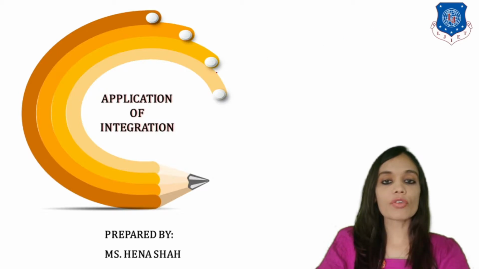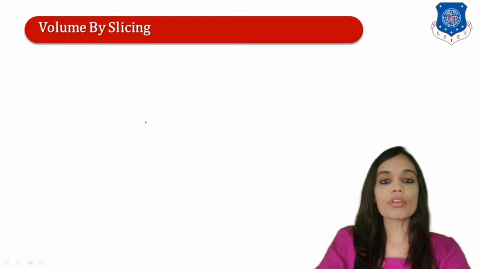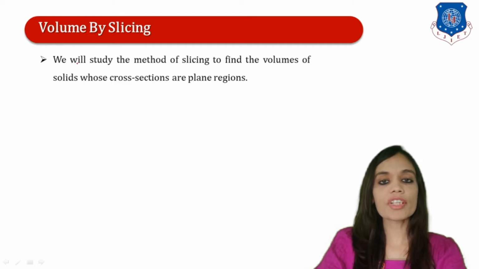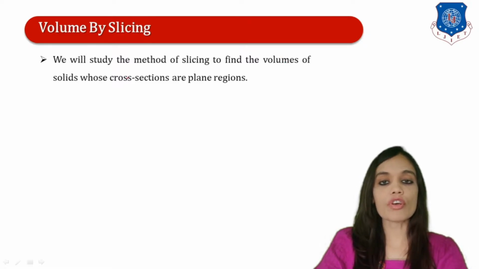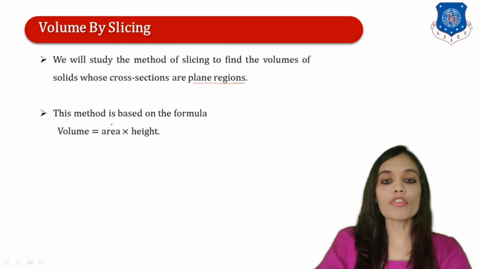Today we are going to discuss a few more topics of application of integration. Let us start with the first topic, that is volume by slicing. We will study the method of slicing to find the volumes of solids whose cross sections are plane regions. This method is based on the formula of volume, that is equal to area times height.